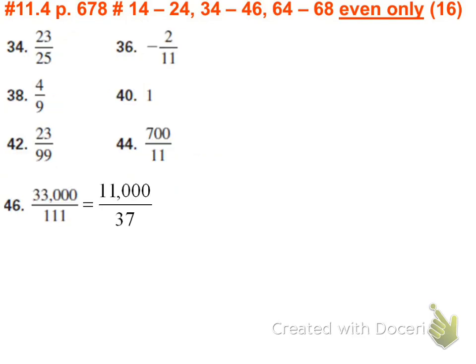In the next set of homework answers, 34, you should have 23 over 25. 36 is negative 2/11. 38, you should have 4/9. Number 40, you should have 1. Number 42, you should have 23 over 99. 44, you should have 700 over 11. 46, 11,000 over 37. Make sure you're showing your work.